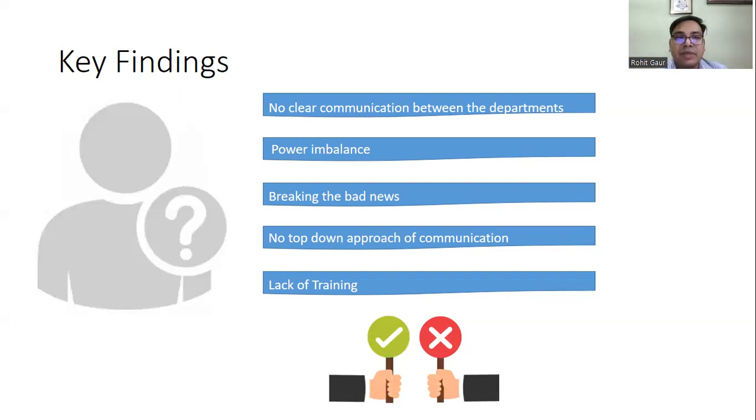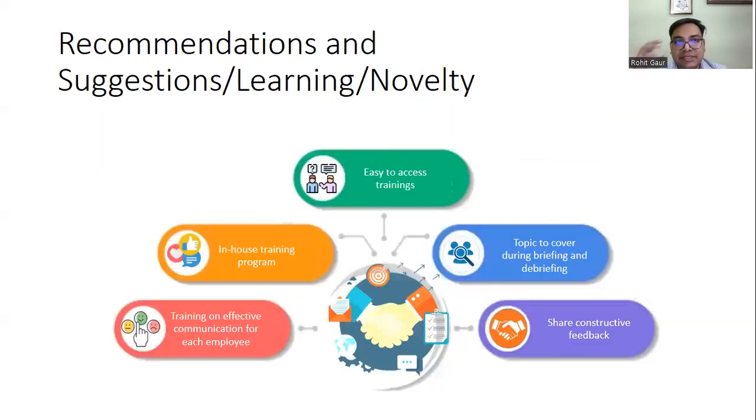Then lack of time. People do not have time in the working hours because they're working 8 hours, 10 hours non-stop without even a single break. So when they don't have time, you have to plan their development as per the time that they have. Next is the recommendation, the suggestion that I have for these people. The first one is training on effective communication for each employee every year, and it can be divided department-wise. We can have a departmental trainer who comes and trains these people.